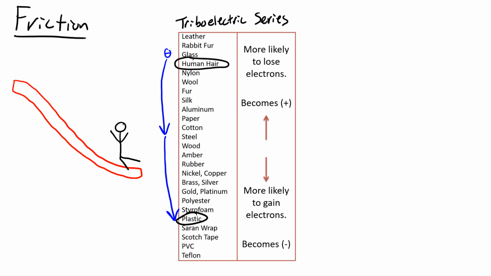So now this slide, as you go down, becomes negatively charged. And where does it get that negative charge from? It comes from you. So your electrons left you. Not all of them, but some electrons left you. And now you're left with a positive charge.